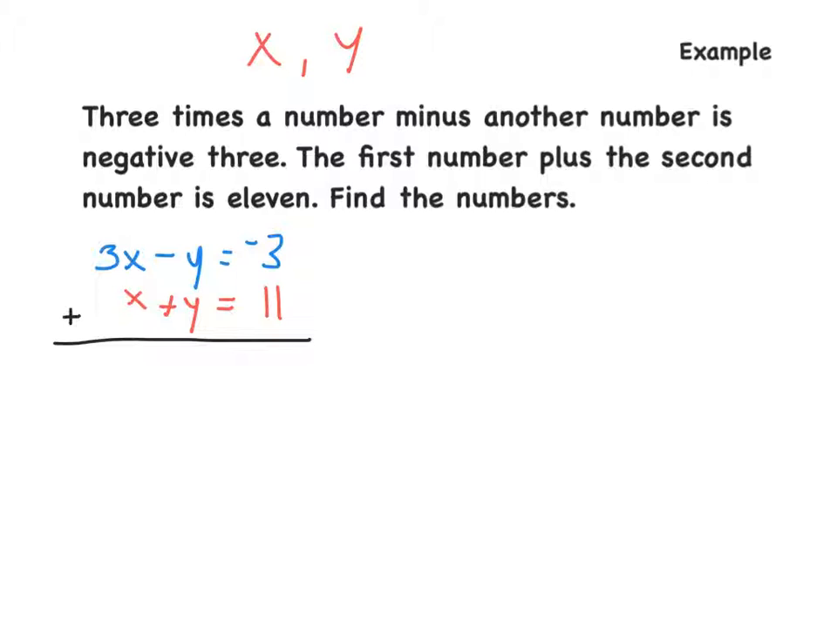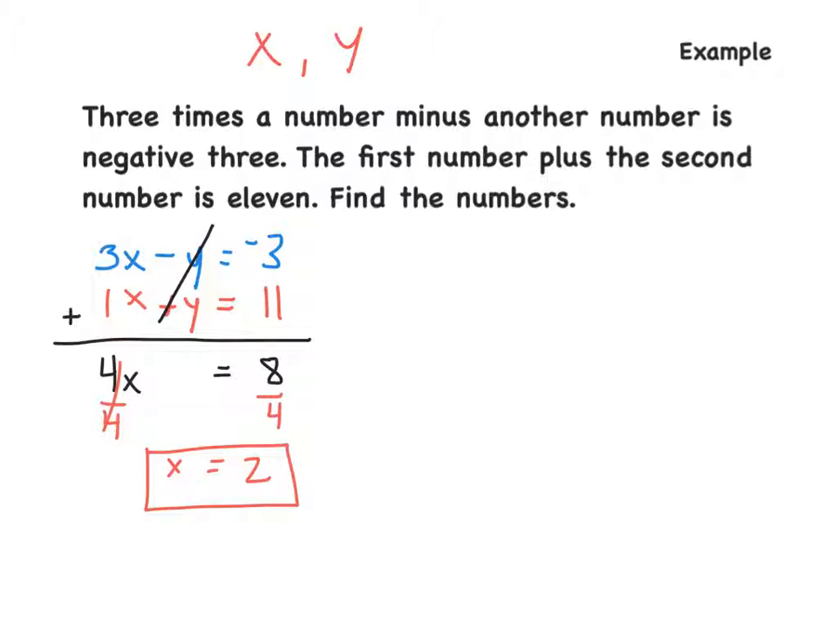Alright, now we'll add these together. Remember, this is 1x. So 3x plus 1x is equal to 4x. Our y's cancel out. And then negative 3 plus 11 is equal to 8. Step 2 was to add them or subtract them. Step 3 is to solve. So we have our one-step equation. Solve for x. X is going to equal 2.